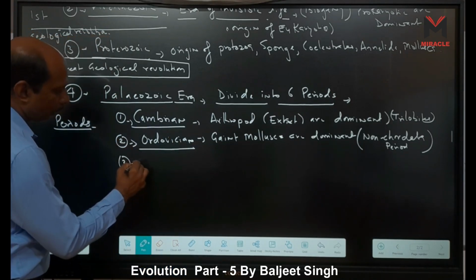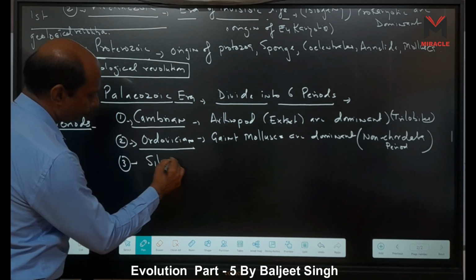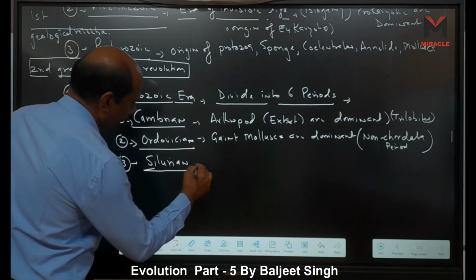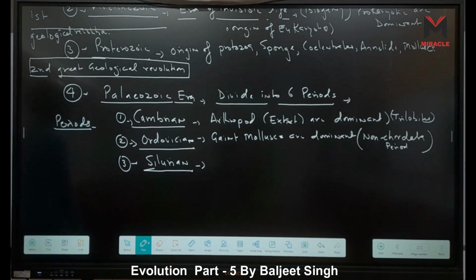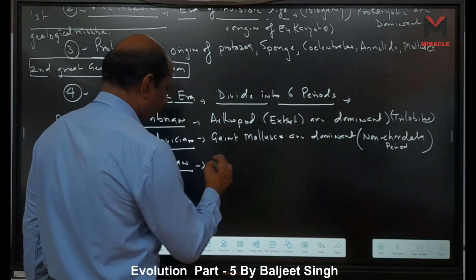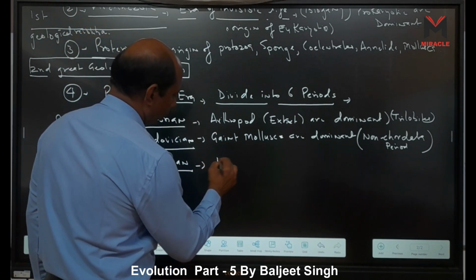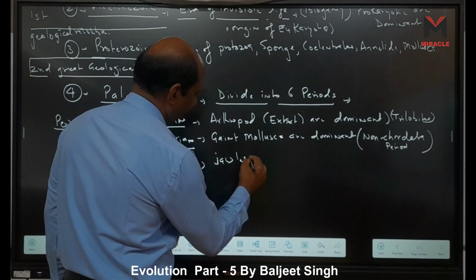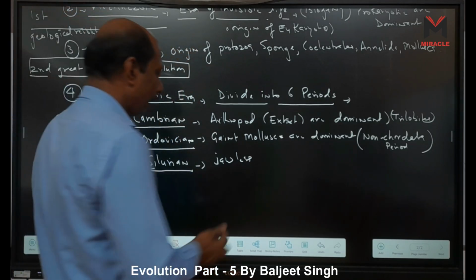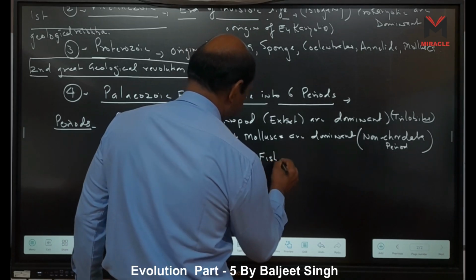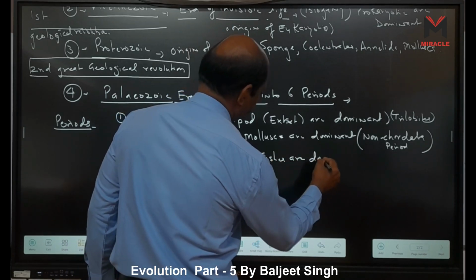Third one is our Silurian. Silurian is important because here the first chordates evolve. We can say jawless fishes are dominant. This is the era of dominant jawless fish, that is our cyclostomes, right? Fishes are dominant.